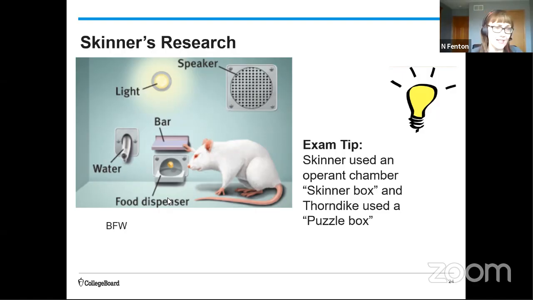It's an animal cage that Skinner created to test operant behavior, voluntary behavior. And this one is for a rat, but he also had operant chambers for a pigeon. Now, what it has to include is, in this case, the rat has a lever, and it can be set up where if the rat presses the lever, it receives a piece of food, right? A treat from the food dispenser.